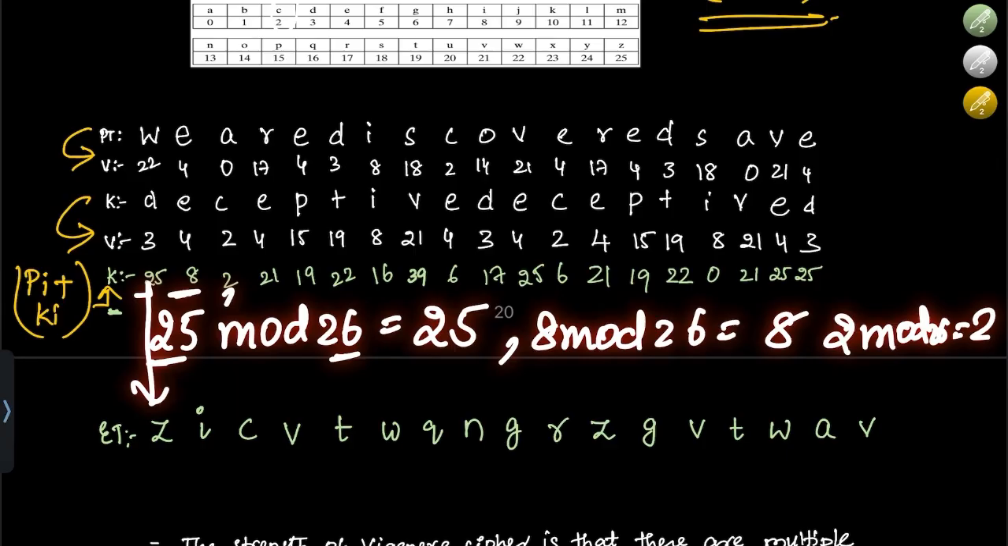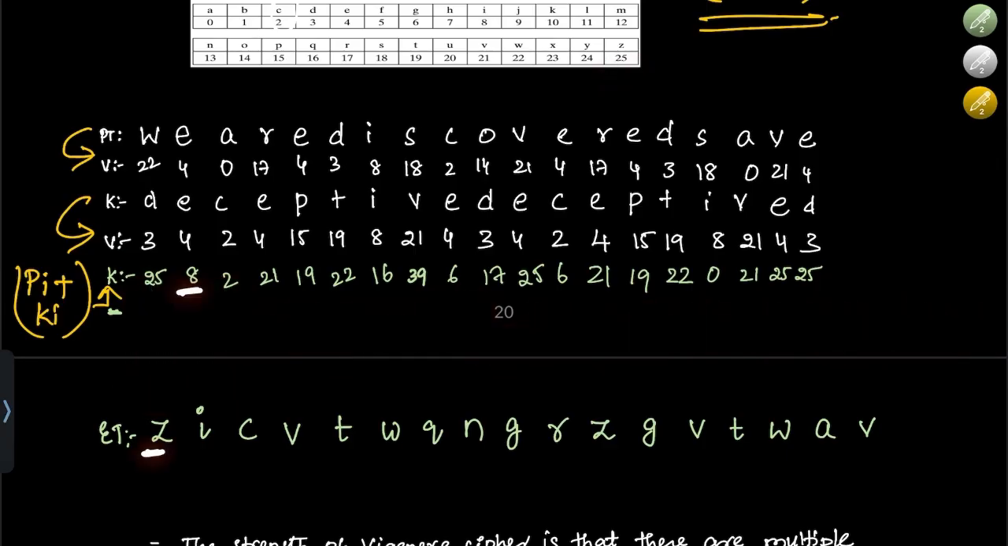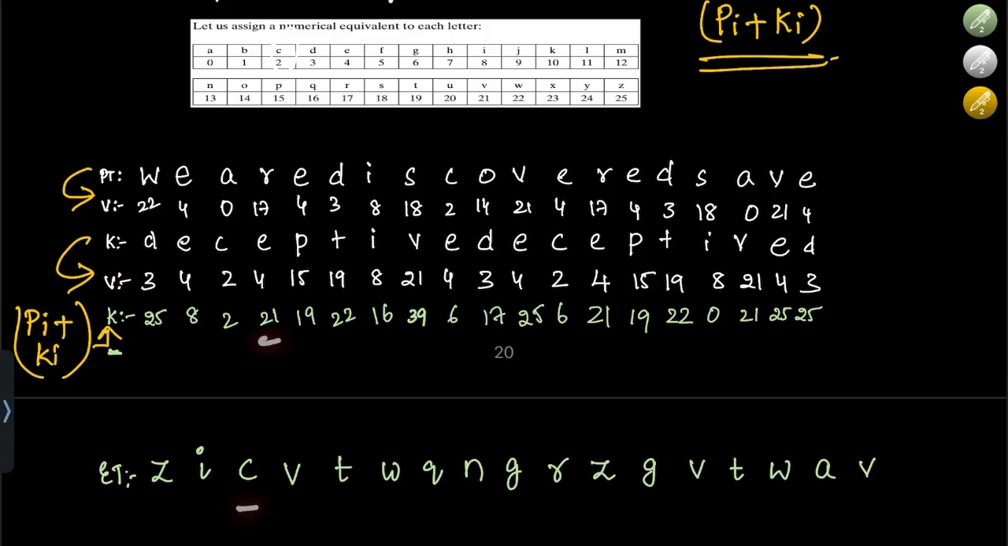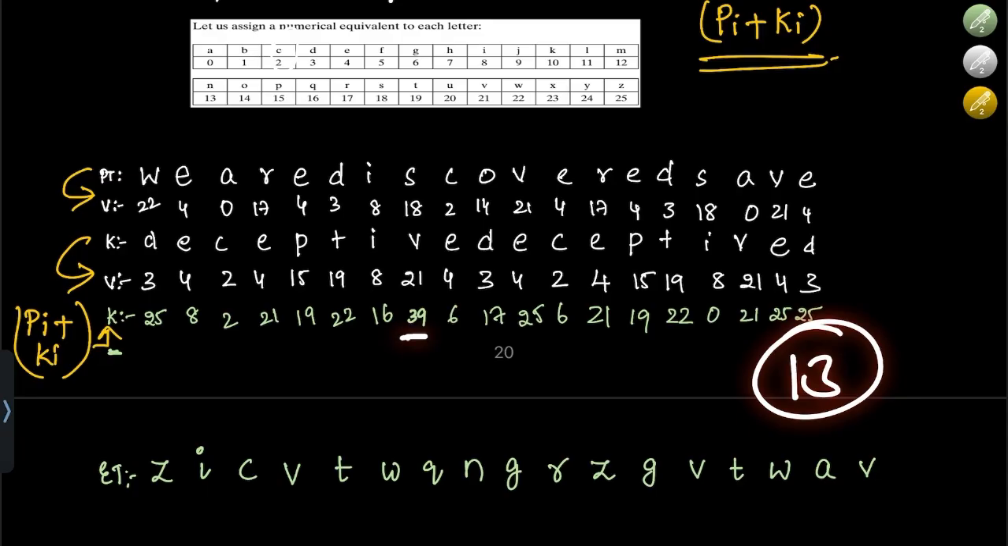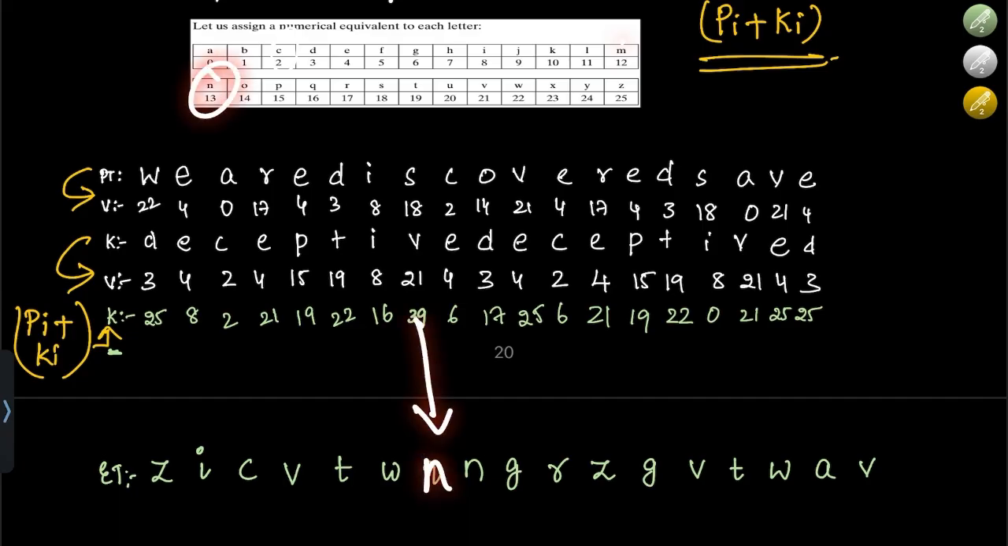Now, 25 equivalent is Z, so I have written Z. For 8 the equivalent is I. Then 2 equivalent is C. Next 21 equivalent is V. Next I have 19, whose equivalent is T. Next I have 22, equivalent is W. Next 16, equivalent is Q. Then I have 39. 39 mod 26 means subtracting 26 from 39, which gives 13. So 13 is N, and I write N here. Next I have 6, and 6 is G.